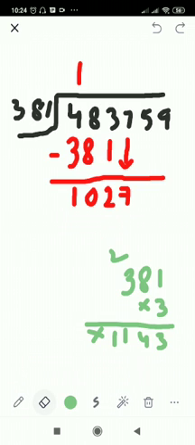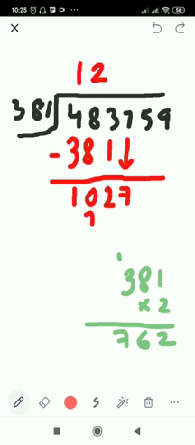So what are we going to do? We are going to do it with 2, and let's see the answer we will get. Okay, 2 ones are 2, 2 eights are 16, 1 carry, 2 threes are 6 plus 1 is 7. We have got 762, so we can do that. All right, so we will do 381 2 times, 762, and we are going to subtract this now.